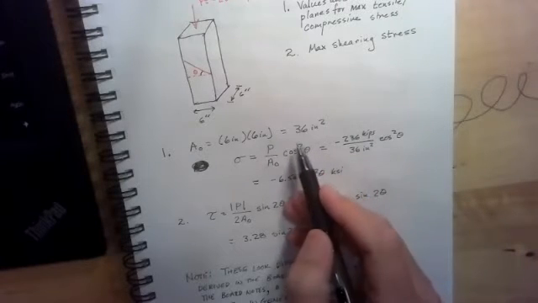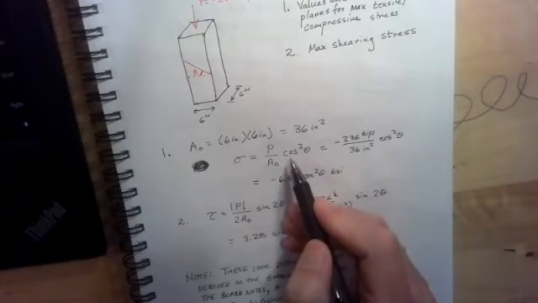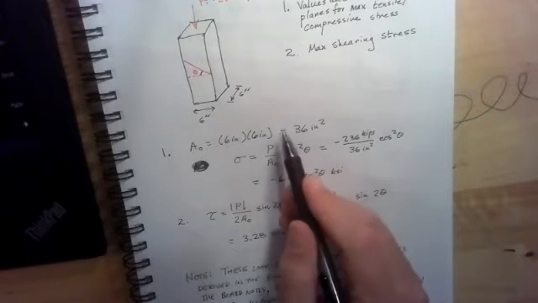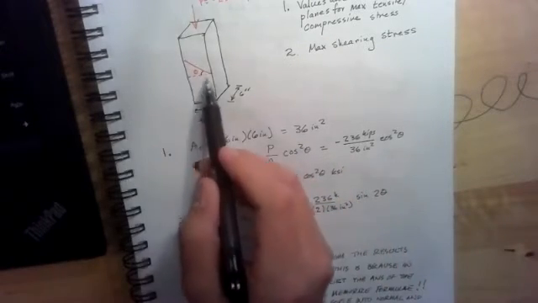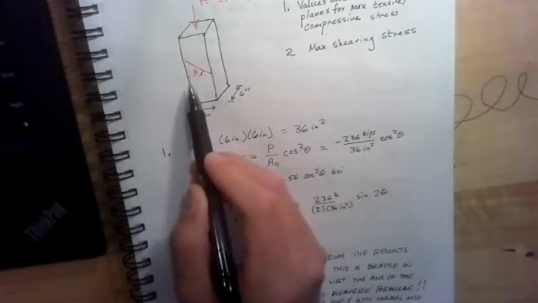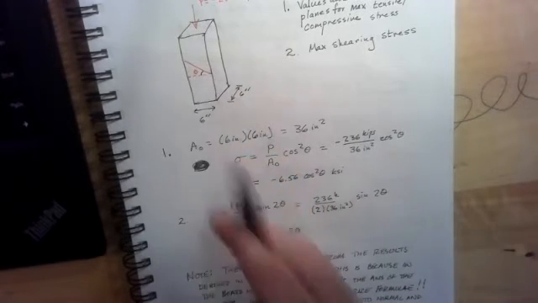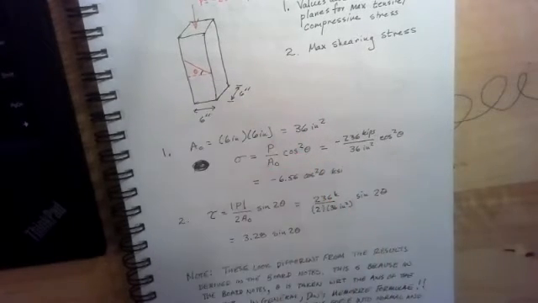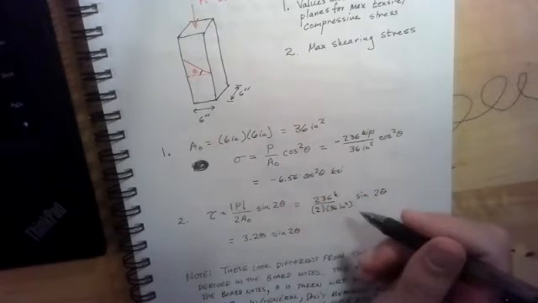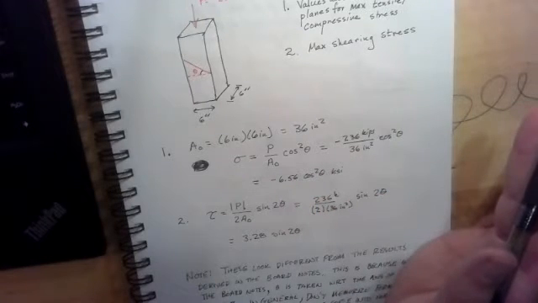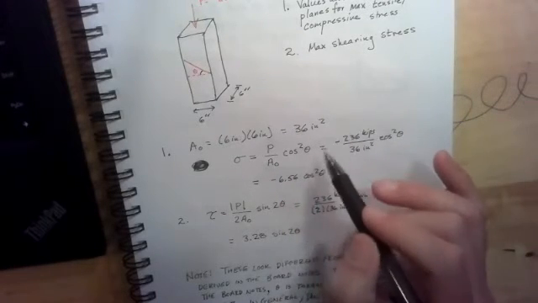And it would be equal to a value of 1 when theta is equal to 0 or when theta is equal to 180 degrees. So what that means is this plane of the original cross section, the plane perpendicular to the axis, is the plane where we would expect to see the maximum normal stress.